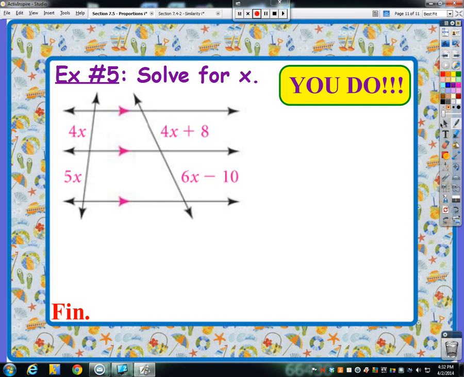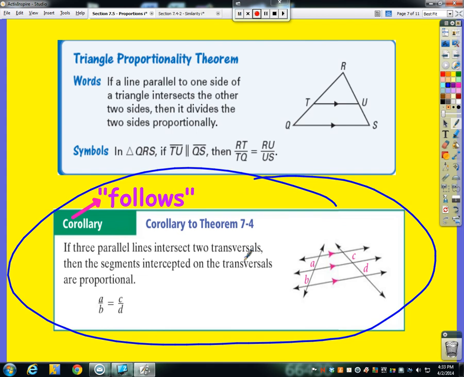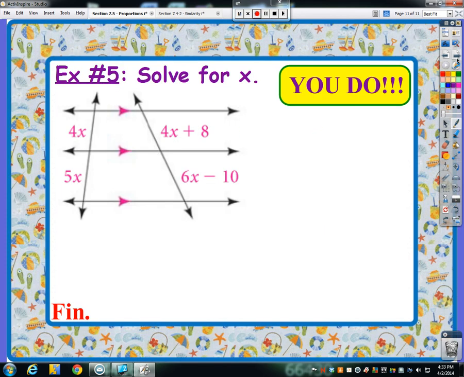The last problem I want you to do, and I'm going to give you a little hint here, this problem is not the Heart Theorem, right? There is no bisected angle. This goes back to the corollary to the triangle proportionality theorem, okay? So you can set this thing up, solve it. There is another little trick to it, which I'm not going to spoil, but set this one up, solve it, and we will discuss it the next day in class.